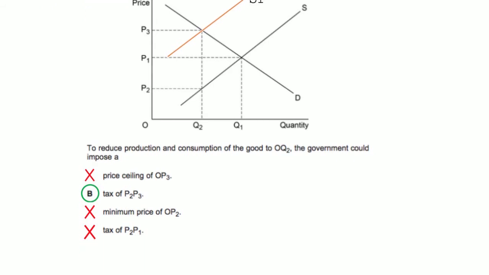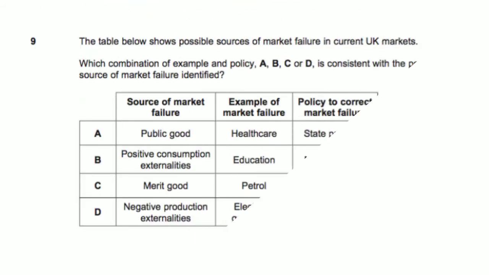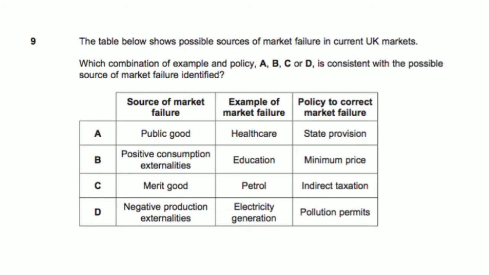This brings us on to question 9, which has a table. The table below shows the possible sources of market failure in current UK markets. Which combination of example and policy is consistent with the possible source of market failure identified? So let's start with option A. Option A has the source of market failure of public goods, and the example of market failure is healthcare.